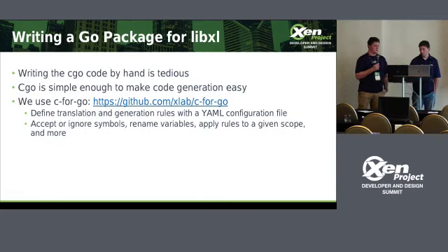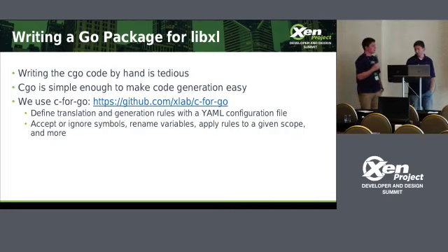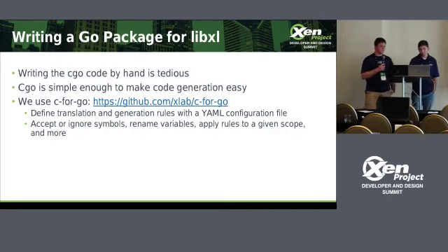You can pretty much specify your source headers and then apply translation and generation rules to those. So you can accept or ignore symbols. You can perform transforms on names if you want to drop the libxl prefix, or if you want to change from snake case to camel case, or any of those types of things. And so it's really flexible in that way, and kind of lets you pick the pieces that you need and exclude the ones you don't.